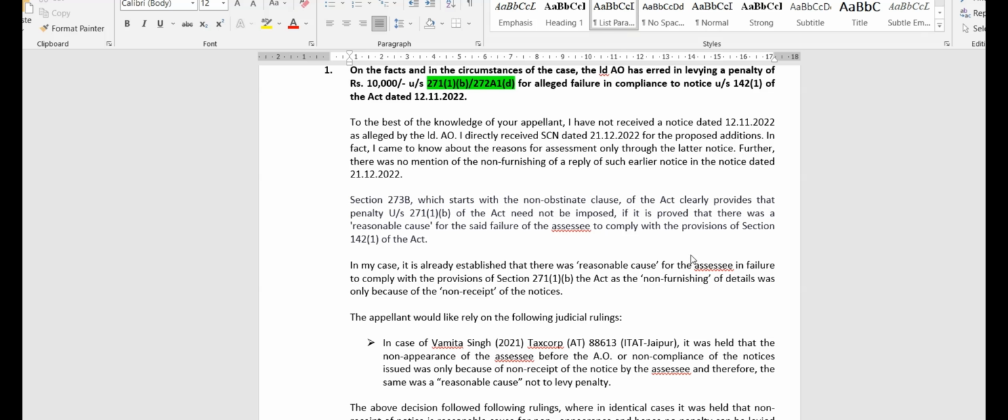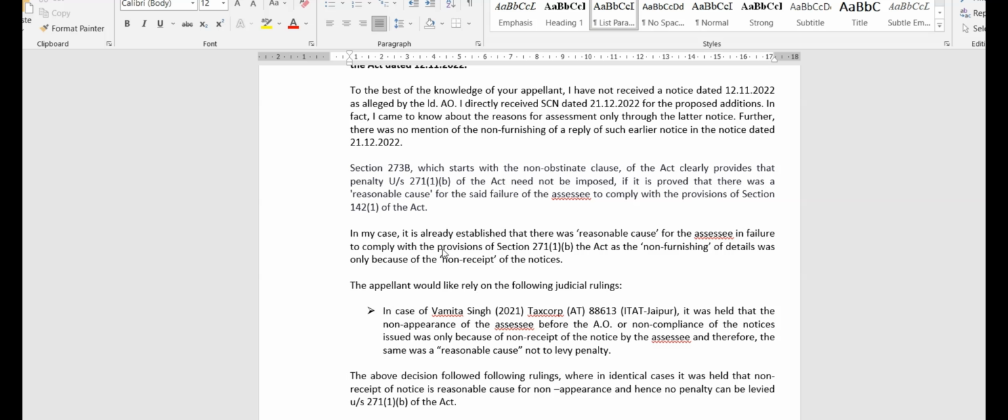In this case, the assessee had not received any of the notices mentioned in this case. There was only one notice on which the AO has levied penalty, and the assessee had not received any such notice, neither by mail nor through any post. So when there is no receipt of notices, how can the AO expect the assessee to file any reply? So that was the case I mentioned.